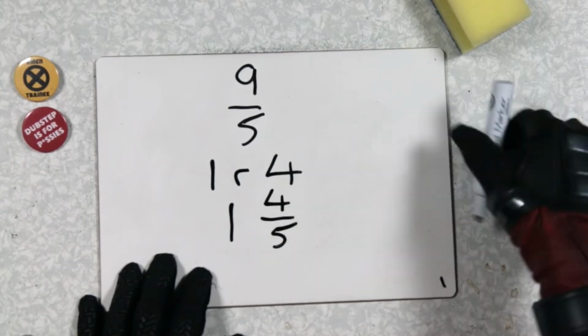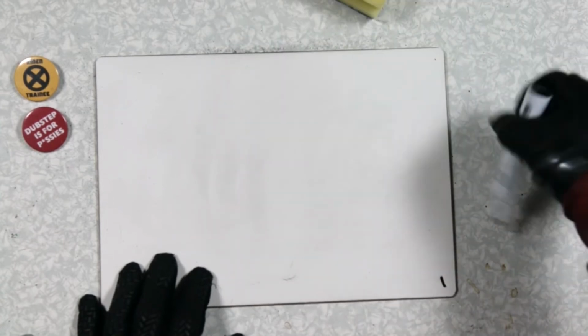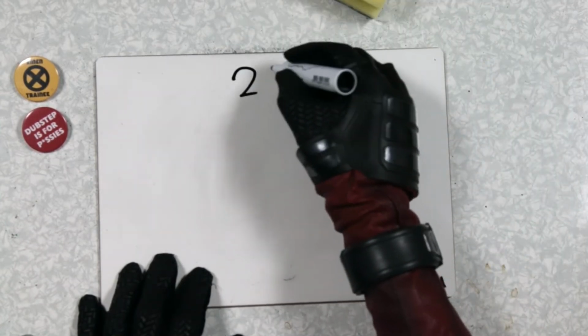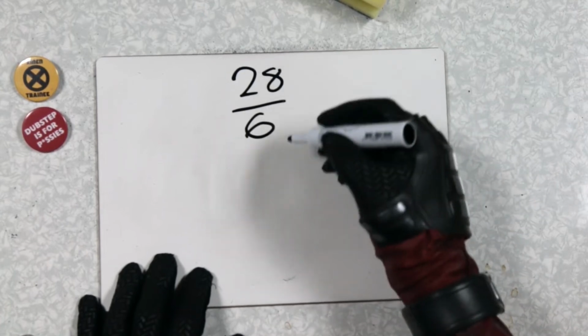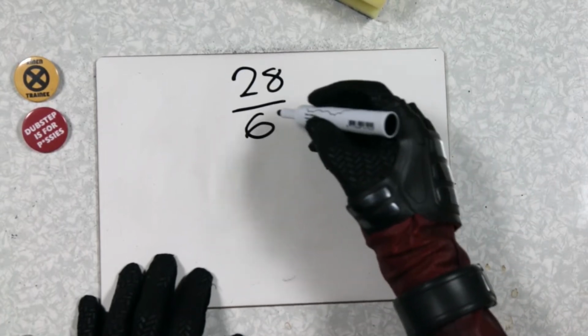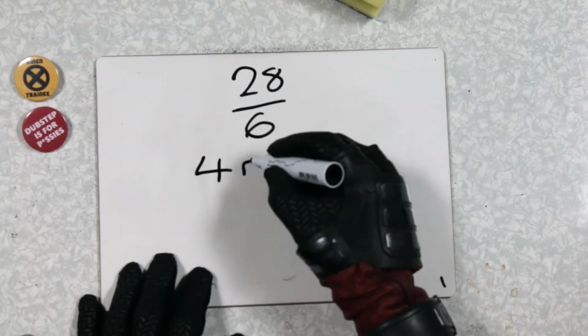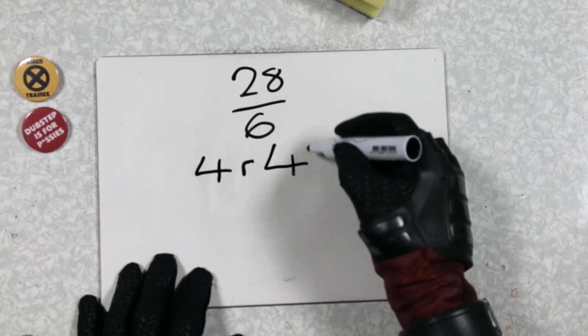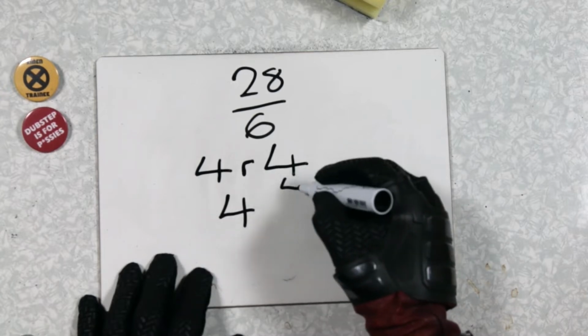Let's try another one. Let's make it a bit bigger. How about 28 over 6? How many times does 6 go into 28? Well, it goes in 4 times. 4 times 6 is 24, with 4 left over. So that means 28 over 6 is the same as 4 and 4/6.